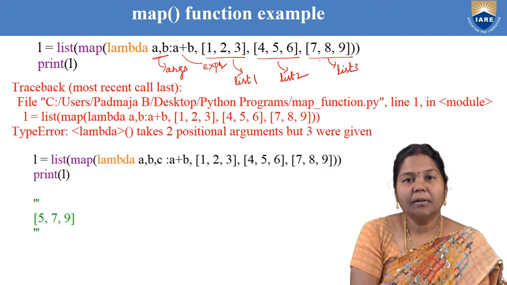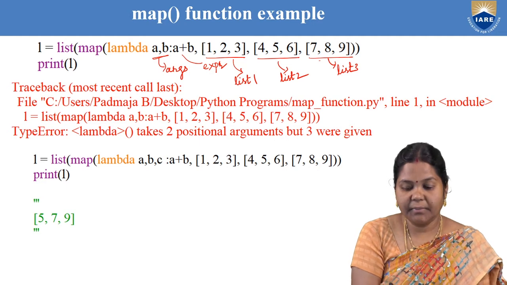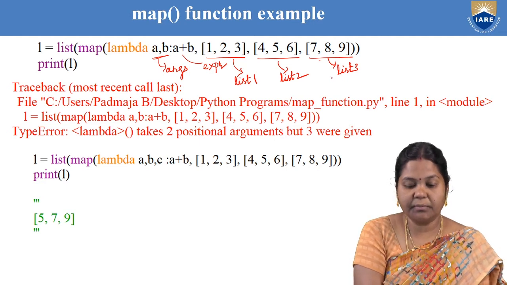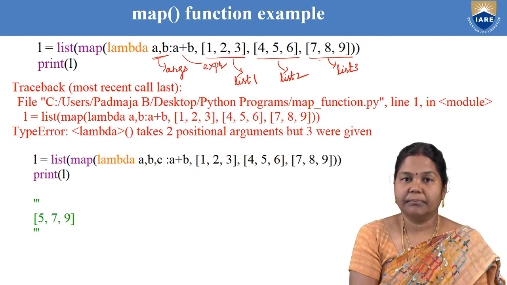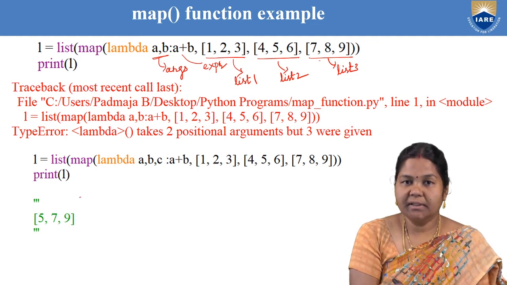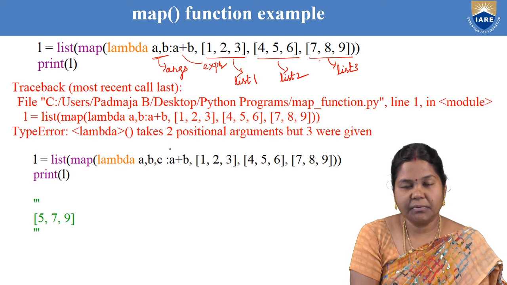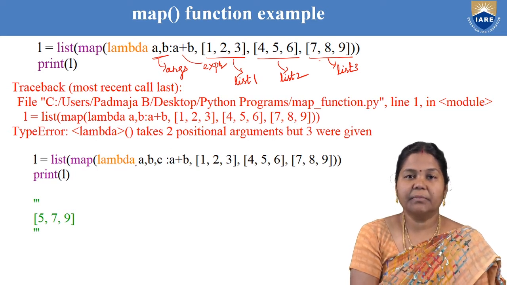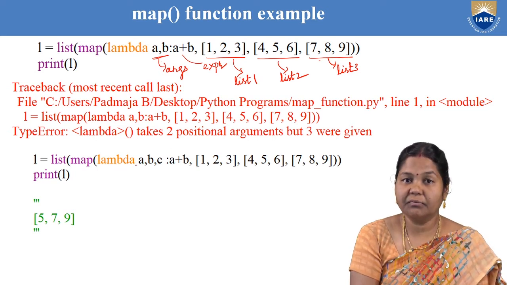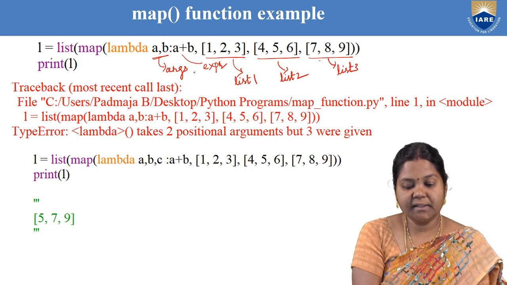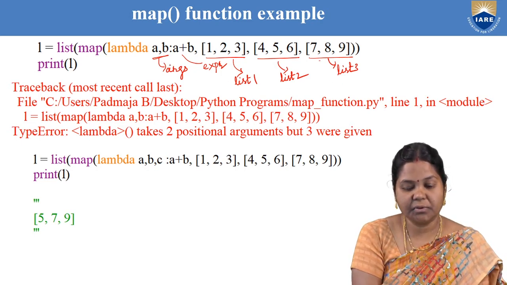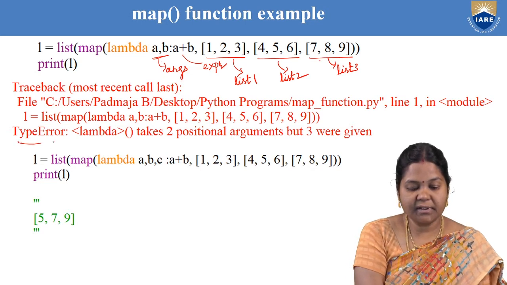So you have passed multiple lists here, three lists, but you have given only two arguments over here. So it will generate an error. The rule is, if you are passing multiple iterables, then for each iterable there must be an argument or parameter in the function. We have provided three lists, but we have used only two arguments. That's why you are getting an error. That error is called the type error.